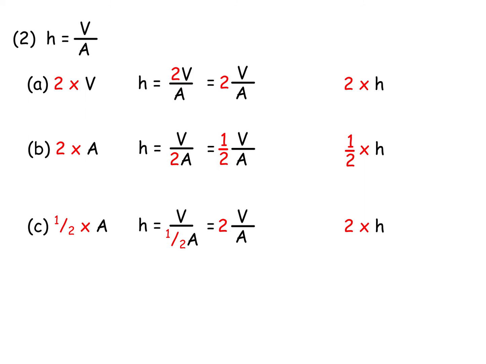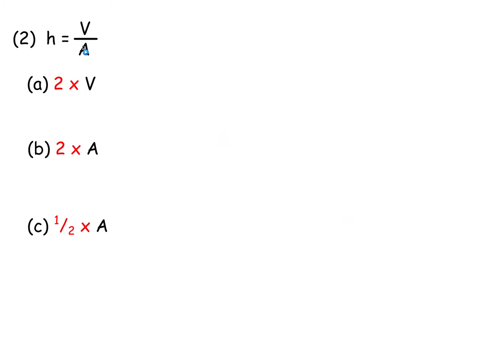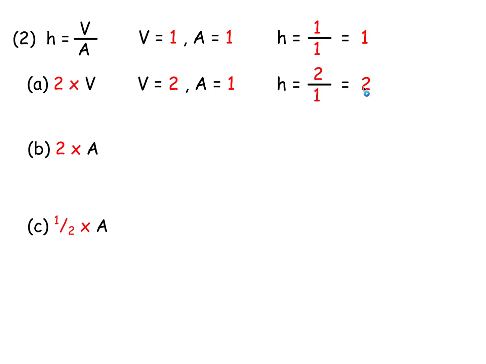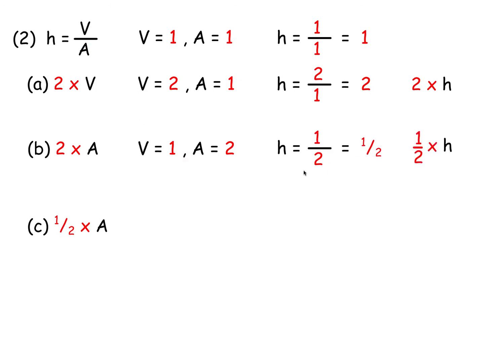To do that with easy figures, so this is the same question. Just assume V to be 1 and A to be 1, and H equals V over A, which is 1. So with these easy figures, H is 1. Double V, that is make V 2, but keep A as 1, and there it comes out at 2. You double the height. Here, doubling A, keep V as 1 and double A to 2. Put the figures in, H is V over A. It's 1 over 2, well that's a half. So you half the height.